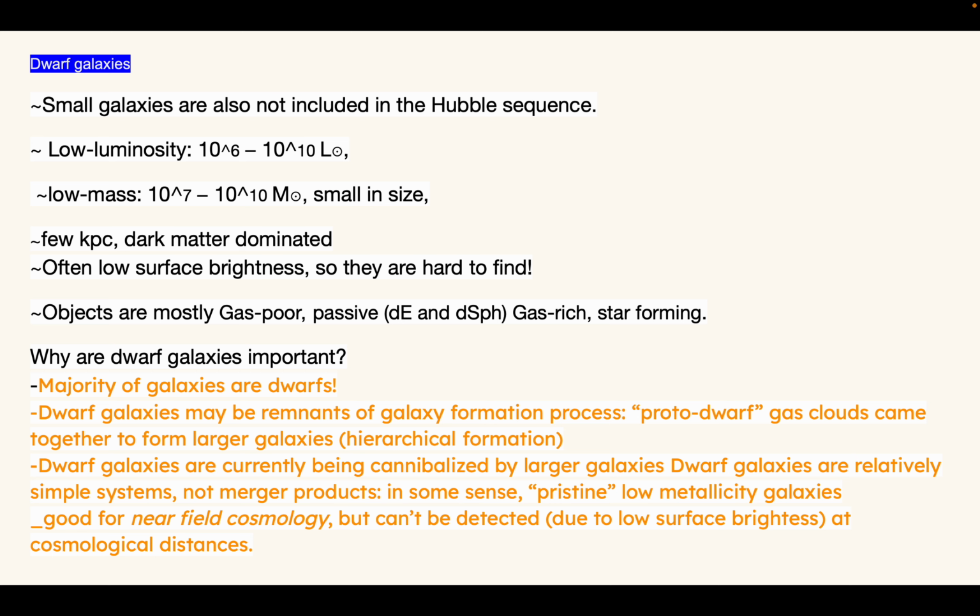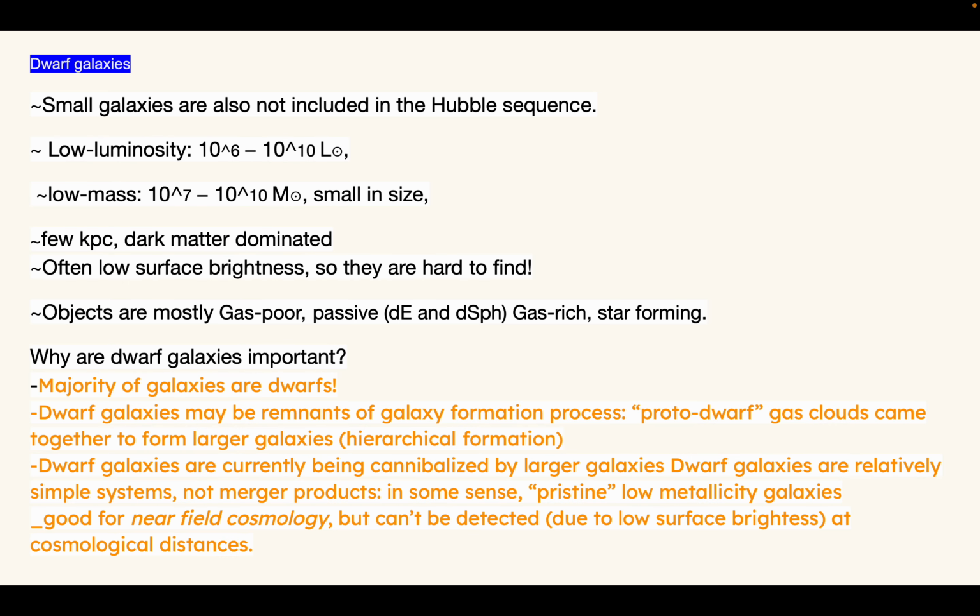Since we can detect dwarf galaxies in the nearby universe, they can be a great tool for us to study how galaxy formation happens in the later stage of the universe's formation history. We cannot do far-field cosmology with them because we cannot measure those at redshift greater than 1 or greater than 2, but they can be a very good tool for doing near-field cosmology.